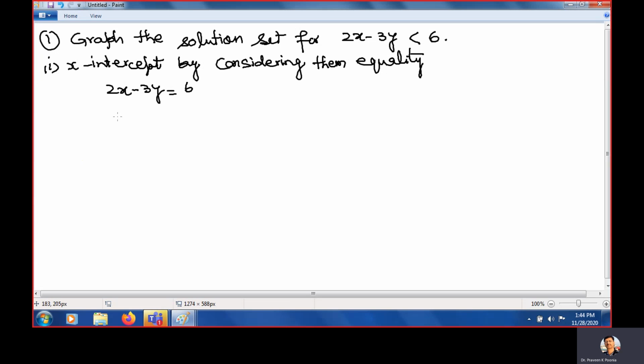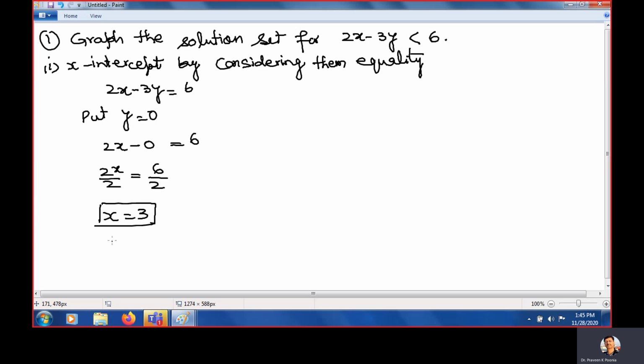Now we will find the x-intercept. X-intercept means put y equal to 0. If we put y equal to 0, what do we get? 2x minus 0 equal to 6. Divide by 2. It is 6 by 2 and x equal to 3. Clear? So what is the x-intercept? (3, 0). This is how we find the x-intercept. Now point number 2, the y-intercept.